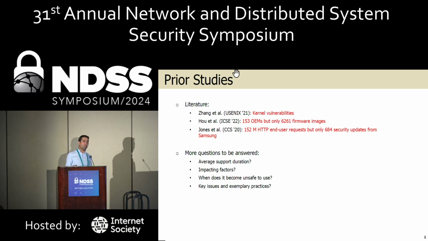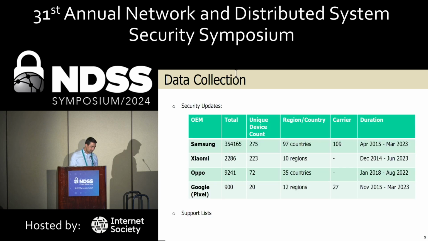For example, what is the average support duration of an Android device? Or what are the factors that impact the distribution of these security updates? Also, they do not perform an analysis of unpatched devices. For example, when does it become unsafe to use unpatched Android devices? Also, in this paper, we look at the key issues and exemplary practices that could be adopted by other OEMs.